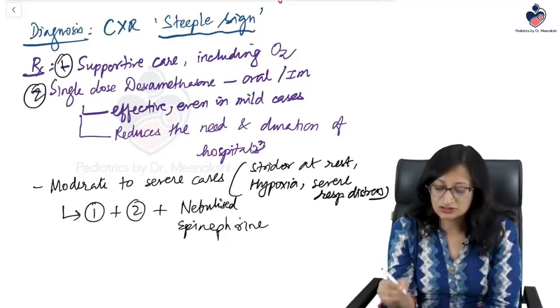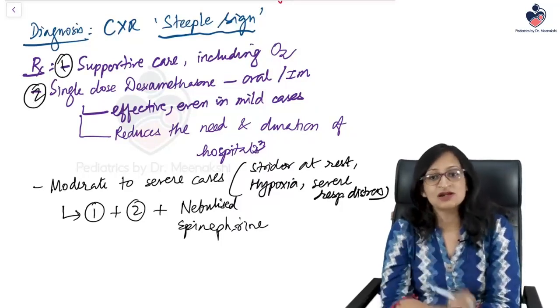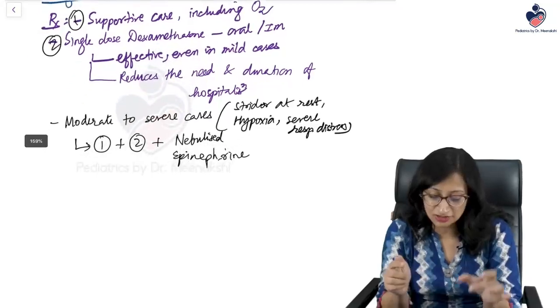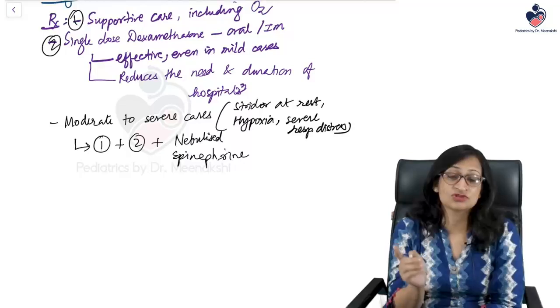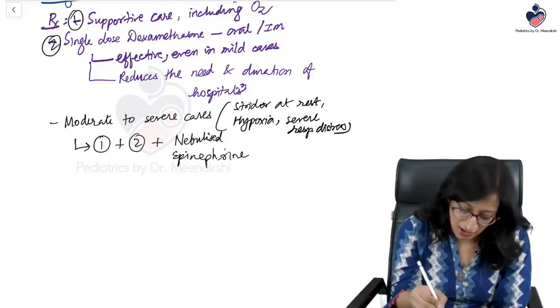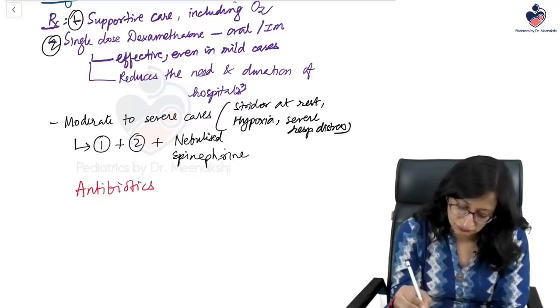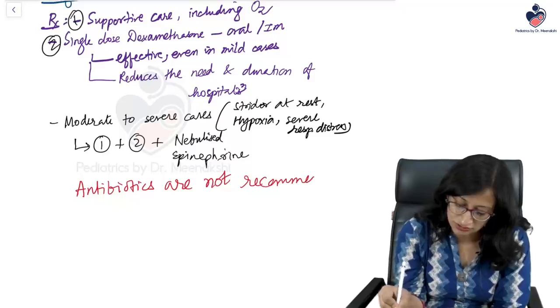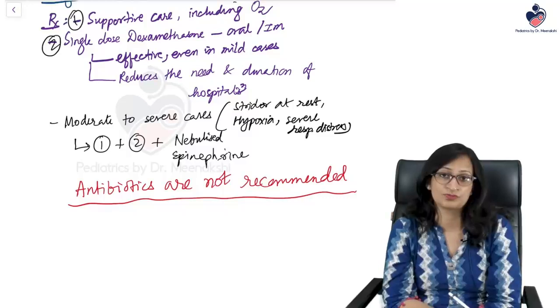Now, in acute epiglottitis, the antibiotic of choice was IV third generation cephalosporin. Which antibiotic is effective in croup? The answer is none. Antibiotics are not indicated in the treatment of croup because croup is a viral illness, unlike acute epiglottitis, which was a bacterial illness. So, no role of antibiotics in the treatment of croup.